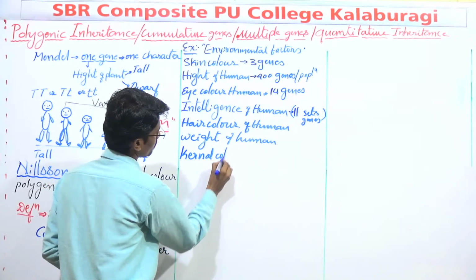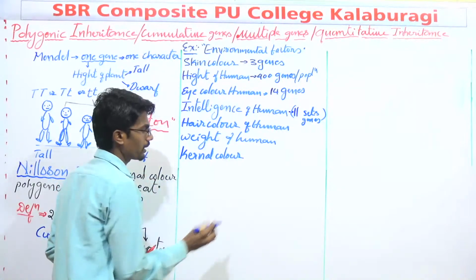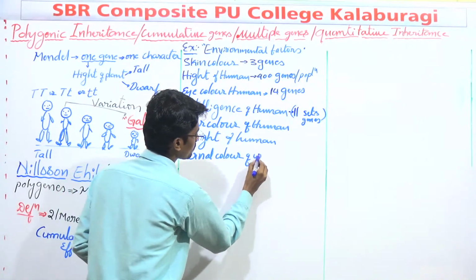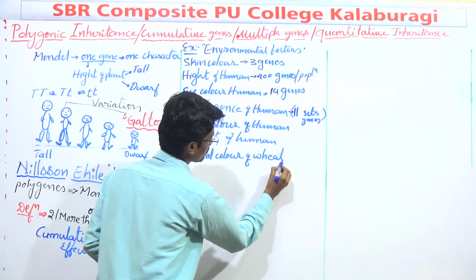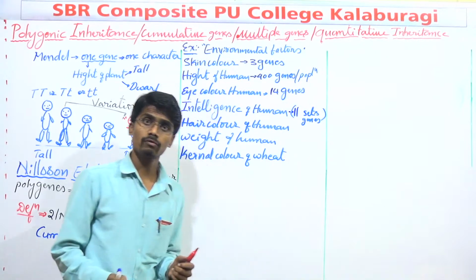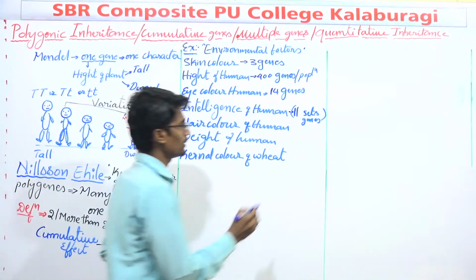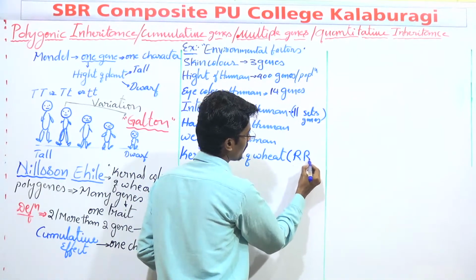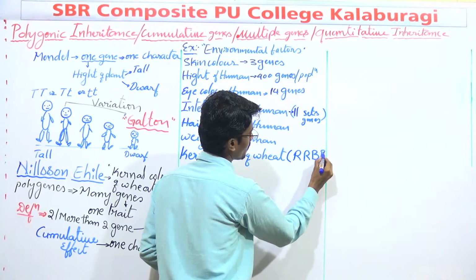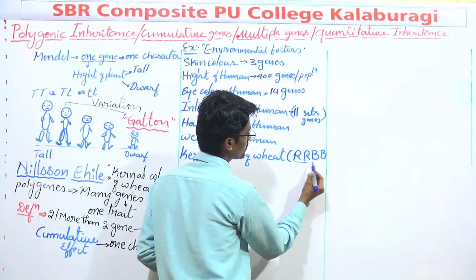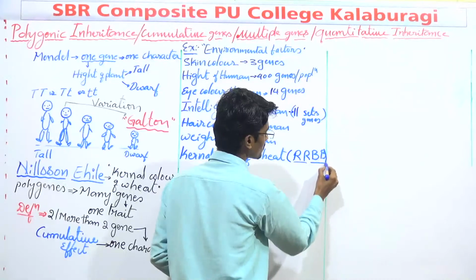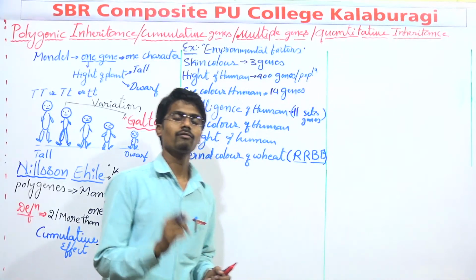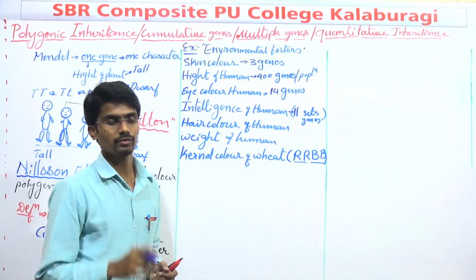And apart from that, I told you, the best example is kernel color of wheat. How many genes are responsible for the color of wheat? There are 2 genes, and they are capital R, capital R, capital B, small b. This is one gene, this is another gene. A total of 2 genes are responsible for the color of kernel in wheat.